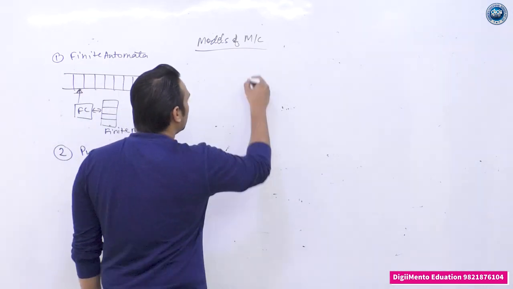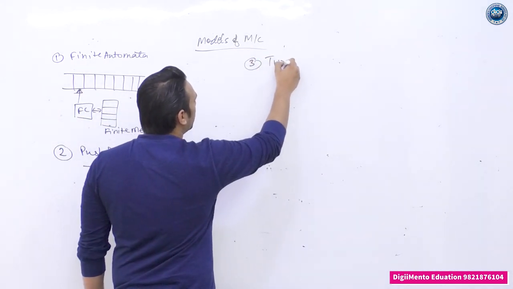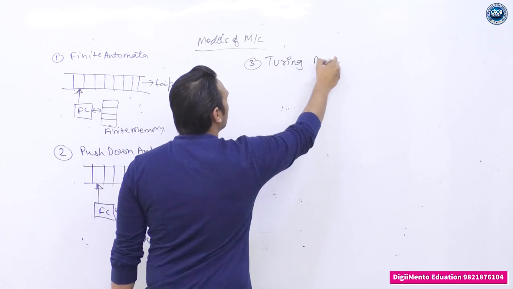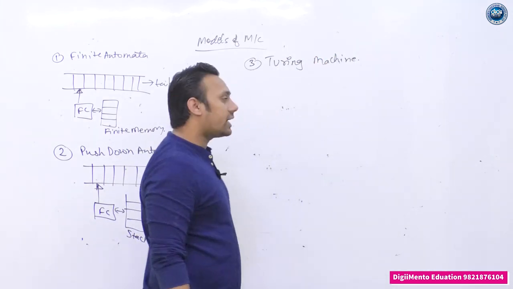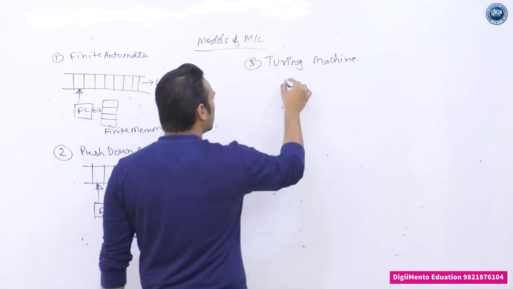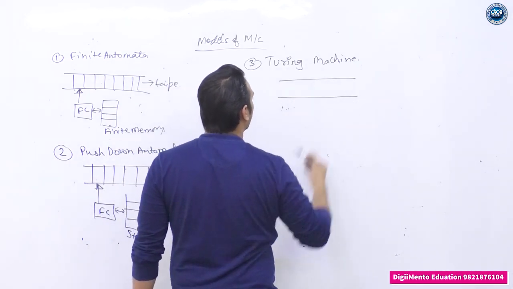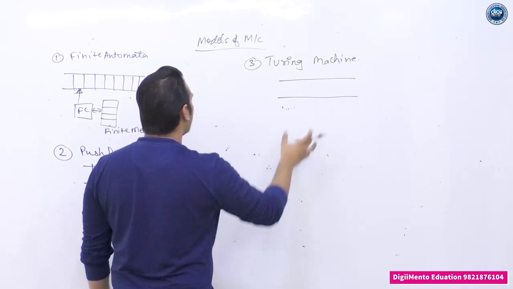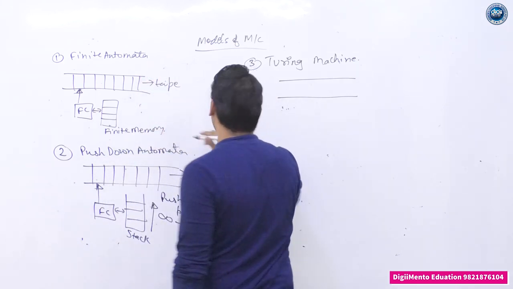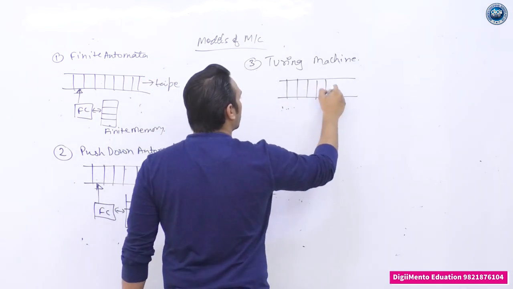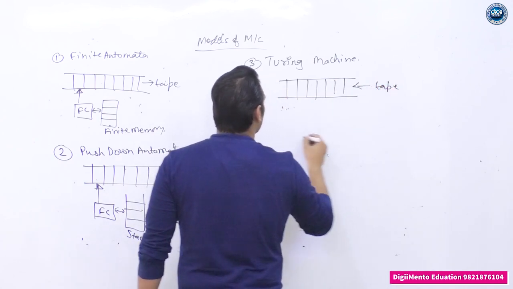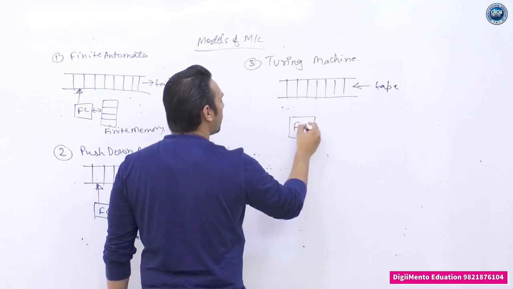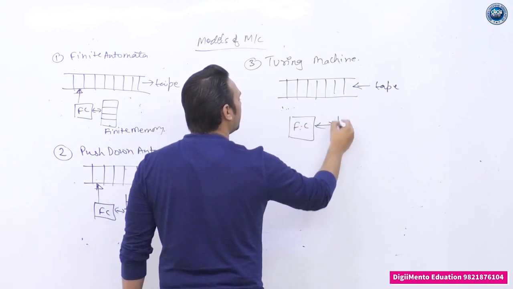The third one here is a Turing machine. Turing machine. So again, with this Turing machine, we do not really have an infinite memory. So it is the same as a finite automata, but slight difference. So this is a tape. This is your finite control, and here again we have a finite memory.